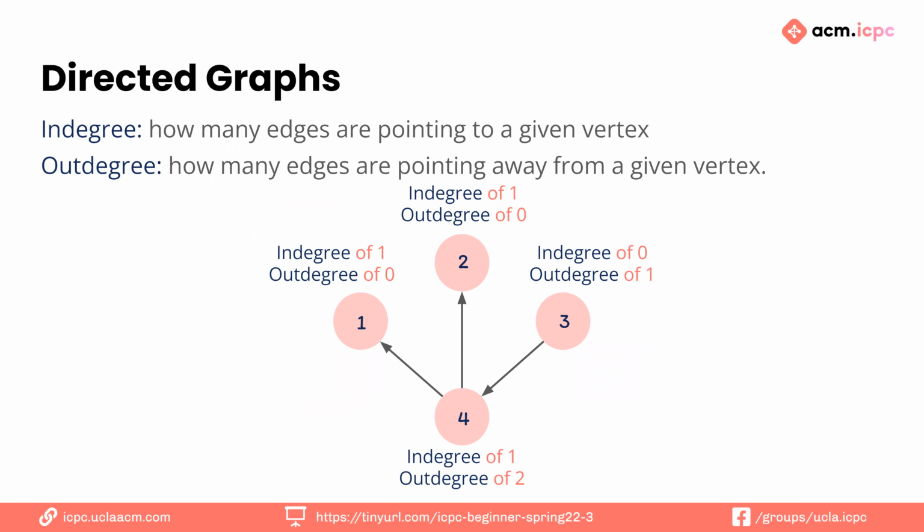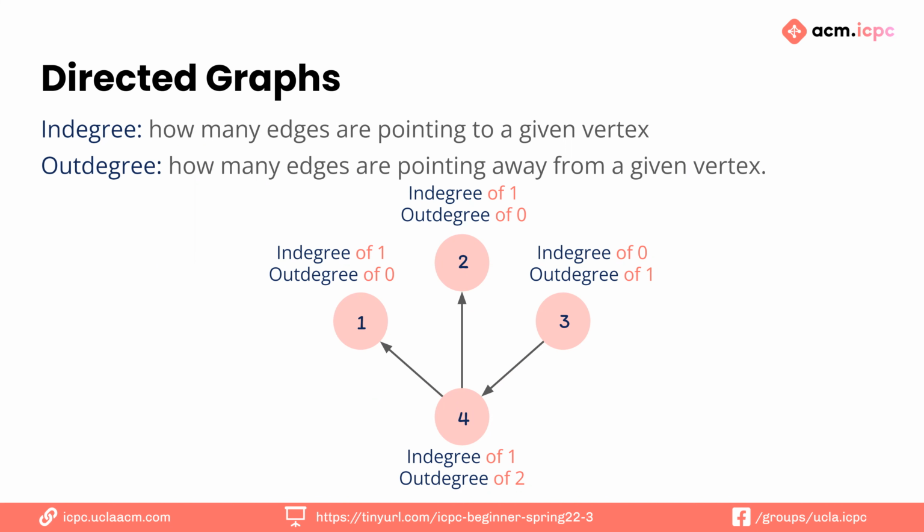Now the concept of degree also changes. Now there's an in degree, which is the number of edges that come into a vertex, and the out degree of a vertex, which is the number of edges that come out of a vertex. As you can see on this slide, this vertex has one edge coming into it, so it has an in degree of 1, and 2 edges coming out of it, so it has an out degree of 2.